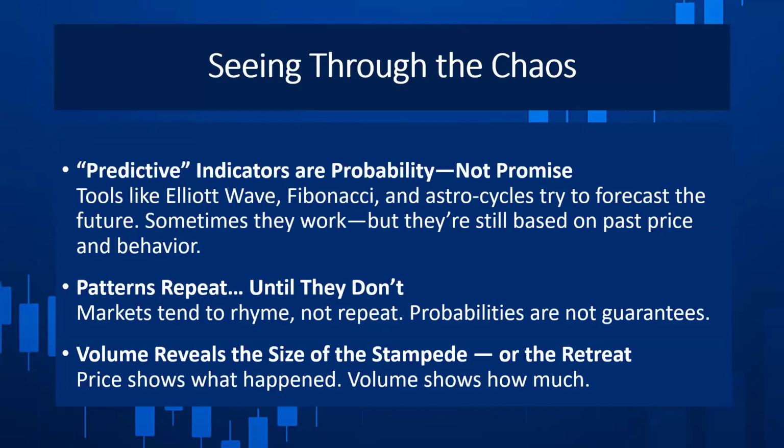Some traders, or people who are selling systems, use astrological stuff, the sun, the moon, the tides, and how that affects the market. You can decide whether that has merit or not. But there are several indicators that do try to predict. I also use a simple version of Ichimoku Cloud, and it does predict some levels into the future. Sometimes they work, but that's probability, and they're still based on the past, past price, past behavior.